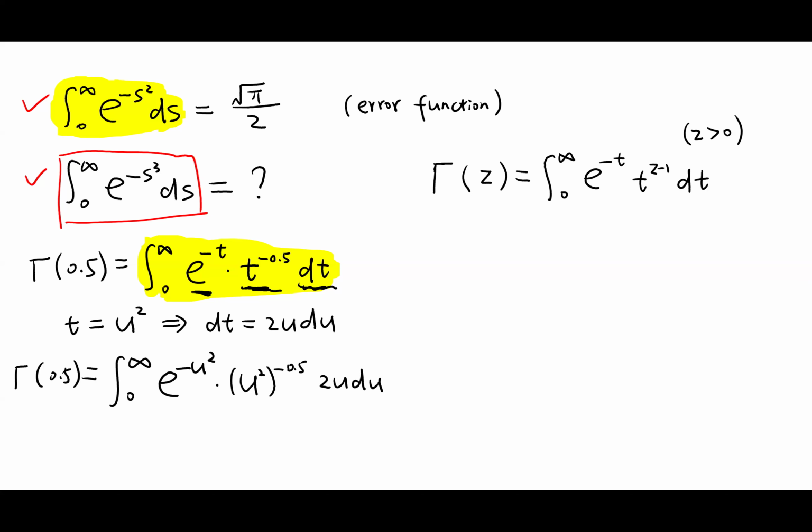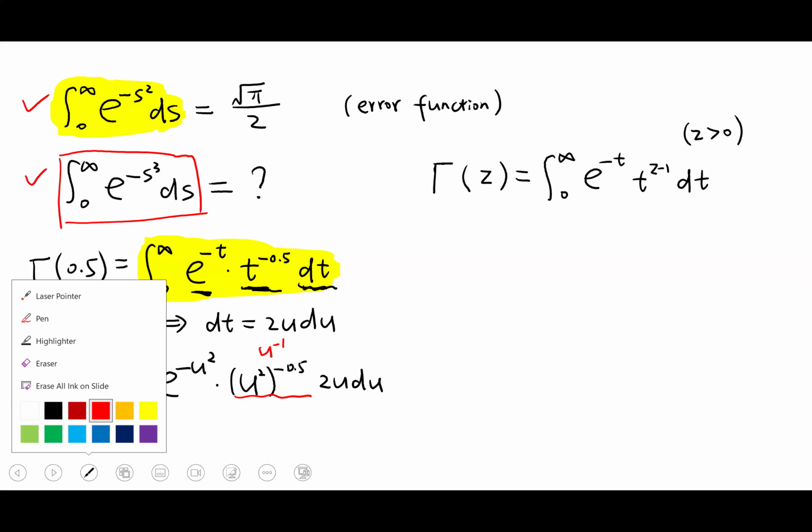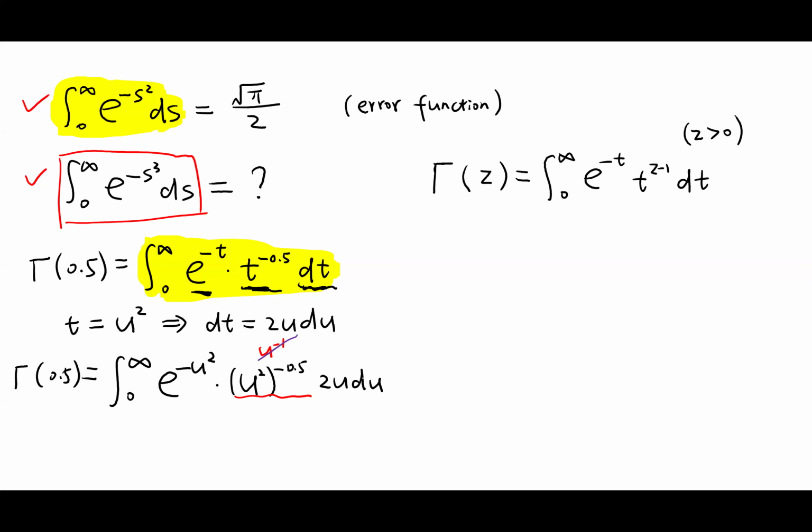So what we got here is very, very interesting. You can see this one ends up with u to the power of negative 1, and then u to the power of negative 1 and the u are canceled. So basically what you end up with is 2 integrate. You have a 2 here, take it to the front, and then e to the power of negative u squared du.